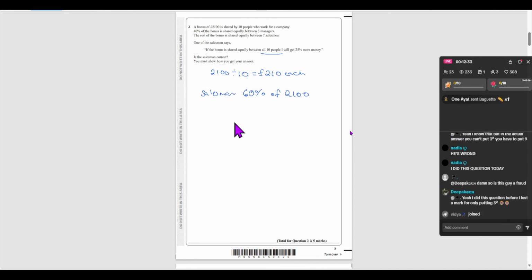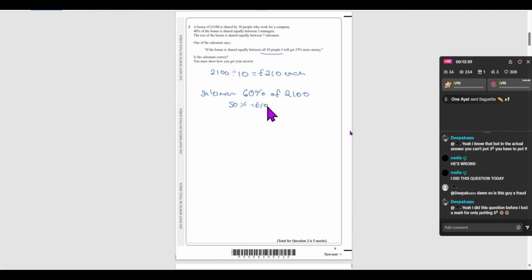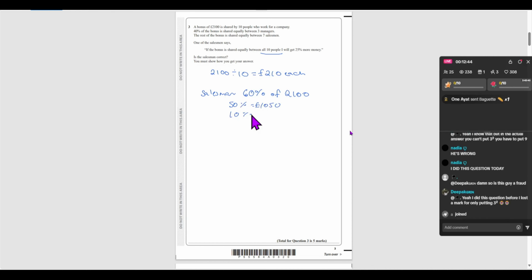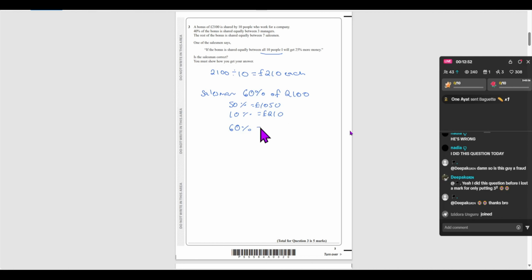So 50%, if we do it in our head, 50% will be £1,050, and 10% will be 210. Yeah, and now what we're going to do is put 60%, and you'll get 1,260. Just like that, okay? Now it works out 60%.